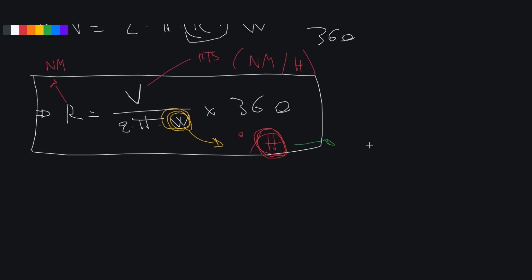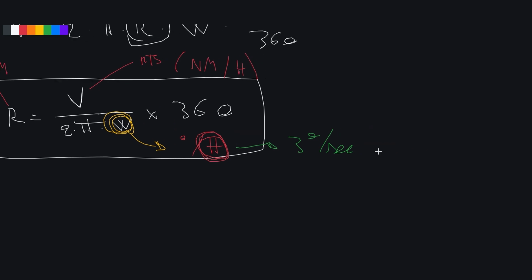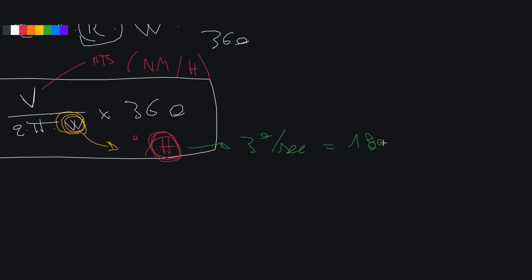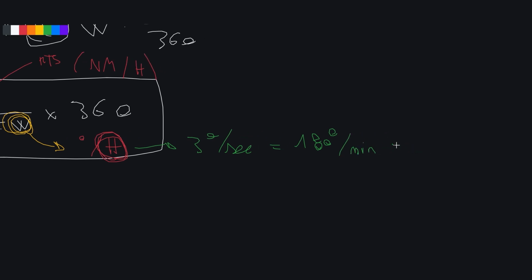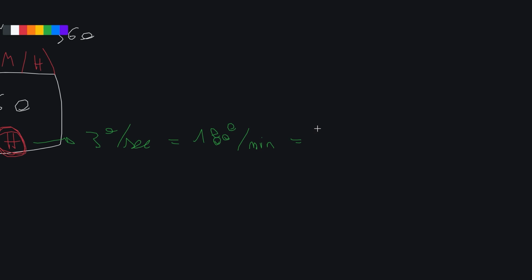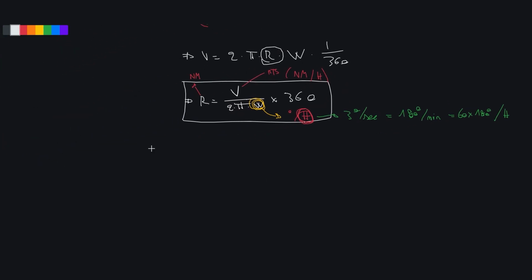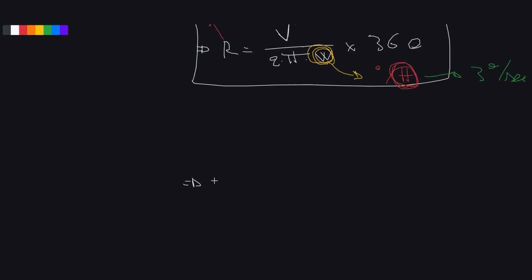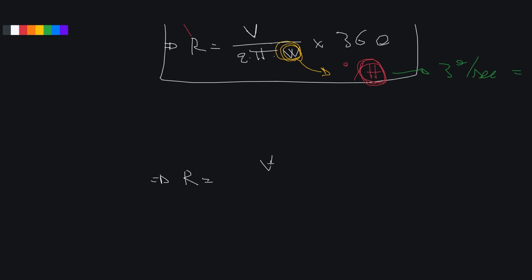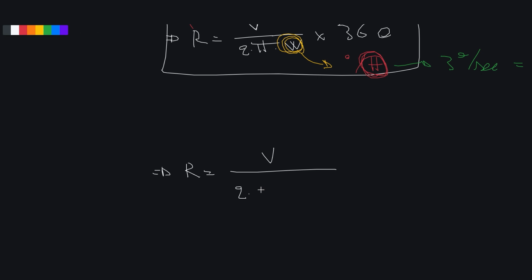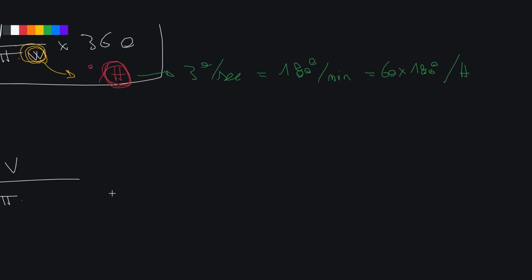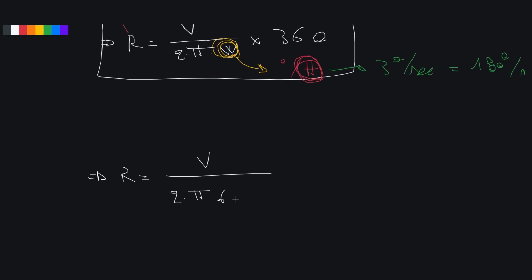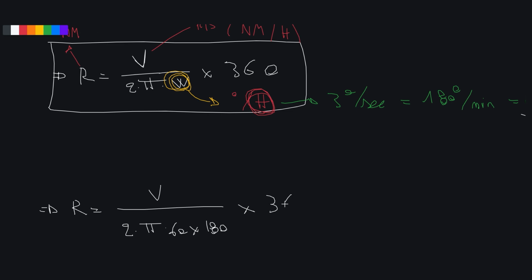And the angular speed is, as we say, 3 degrees per second, which is equal to 180 degrees per minute, and which is equal, well, I will not calculate it, but it will be equal to 60 times 180 degrees per hour. So at the end of the day, we will end up with something like this. The radius is equal to the ground speed of the aircraft times 2 times pi times what we have just here. So 60 times 180, 60 times 180, and all of that divided by 360.